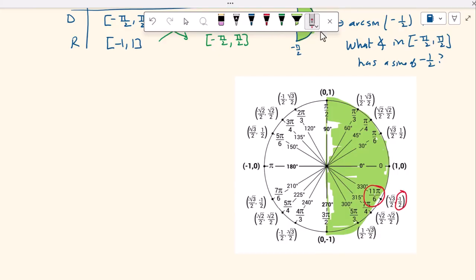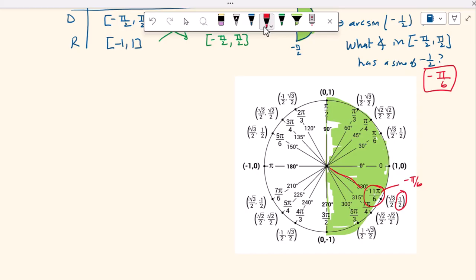11 pi over 6 would start here and rotate clear through, and I can't move outside of here. So I have to end up here, but I can't go outside of here, so I need to think about negative angles. So this would be negative pi over 6. That would be the same angle, coterminal, just a different amount of rotation. So my answer here is negative pi over 6.